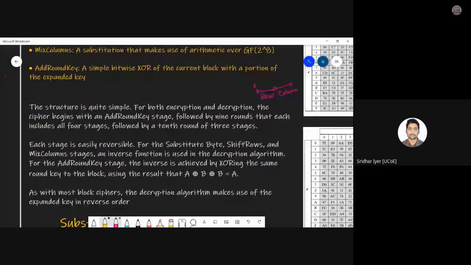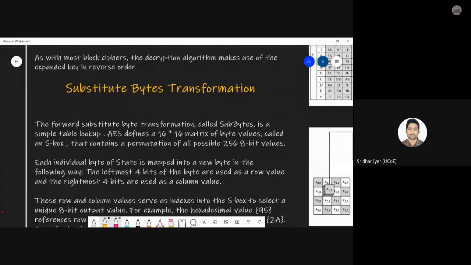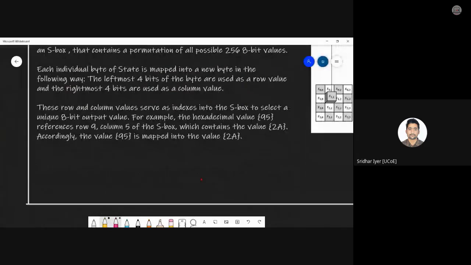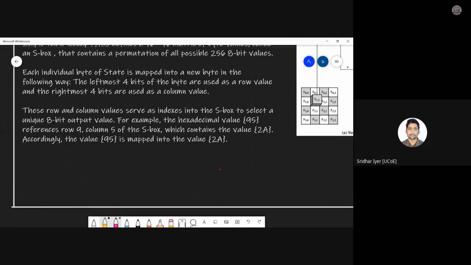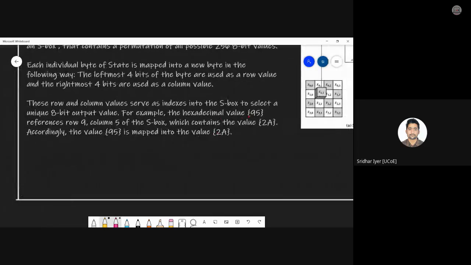Just understand this. The left part is nothing but 4 bits, and the right part is likewise 4 bits. We consider the first 4 bits as the row and the last 4 bits as the column. For example, the hexadecimal number 95 references row 9, column 5.